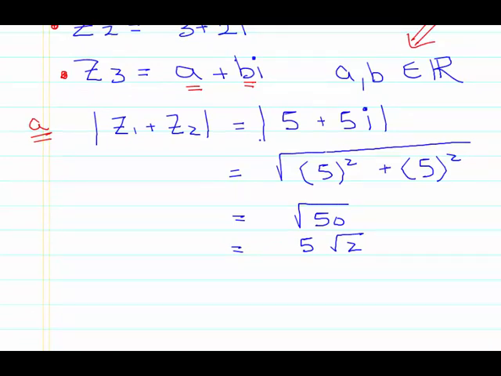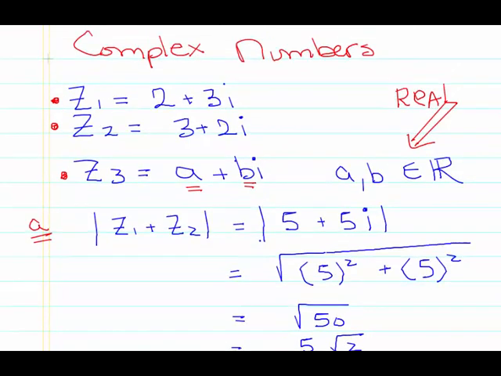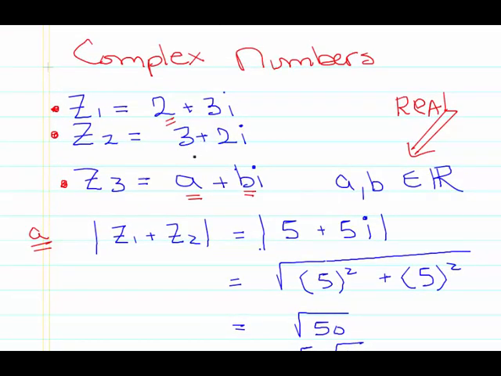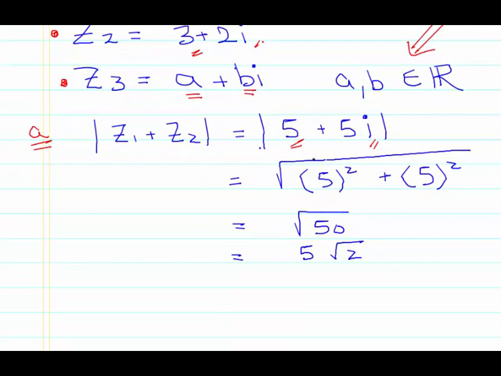It asks us to find the magnitude of z1 plus z2, and essentially what we do there is just add them both. 2 plus 3 gives us 5. 3i plus 2i gives us 5i. Working that out, 5 squared, so essentially you square this term here, and we add them together and we get the square root of that.